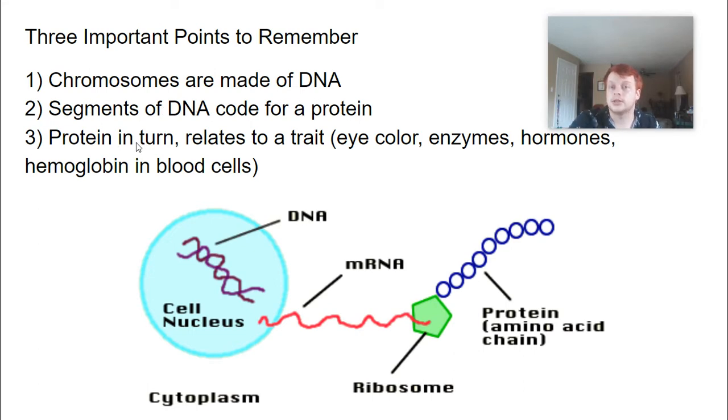So the protein decides our traits, which we learned about in our last unit when we talked about genetics. So your eye color, the different enzymes you produce, your hormones, even the hemoglobin in your blood, which helps to oxygenate cells, is all made based on the directions located in your DNA. And today we're going to talk about how that information goes from stored form in the nucleus in the DNA to a usable form in the form of a protein.